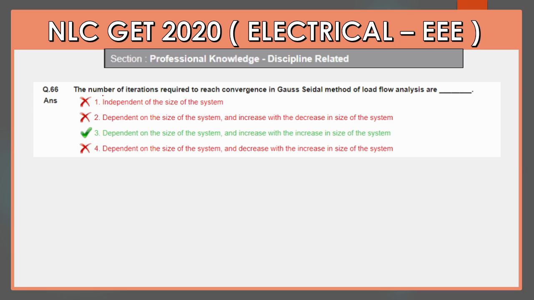Then it is asking the number of iterations required to reach convergence in Gauss-Seidel method of load flow analysis are dependent on the size of the system and increase with increase in size of the system. We know that in Gauss-Seidel method the number of iterations are quite large and it takes more time to reach the convergence. So as you increase the size of the system, the number of iterations will be increasing. So the third option is the right answer.